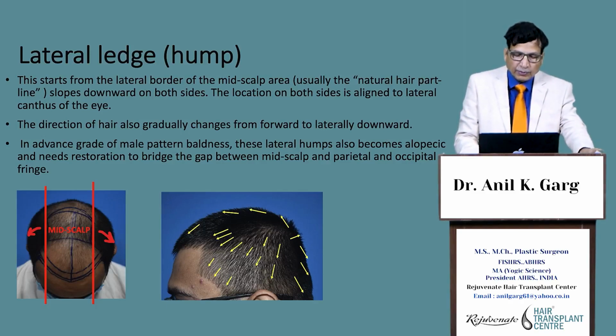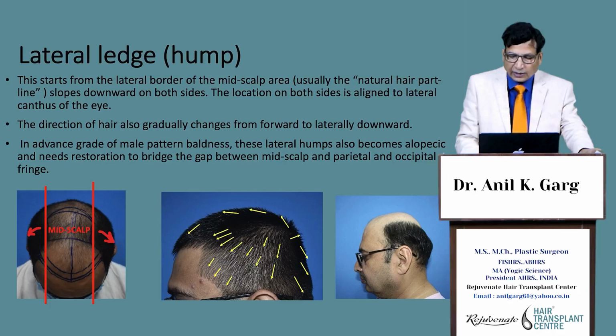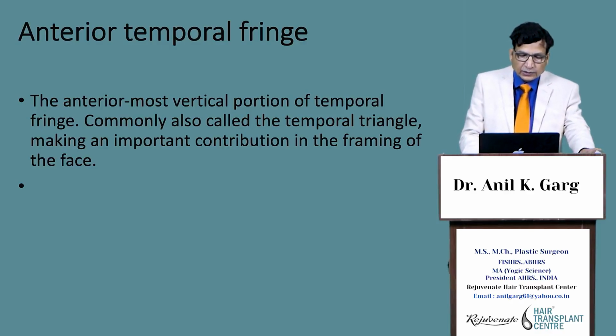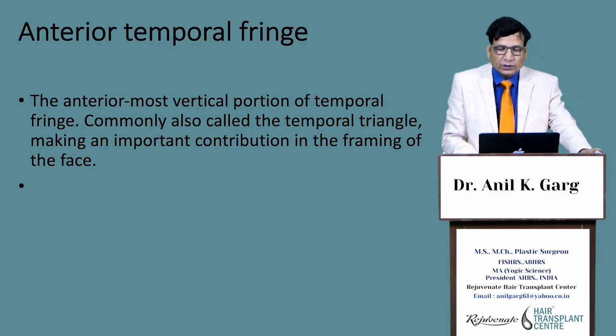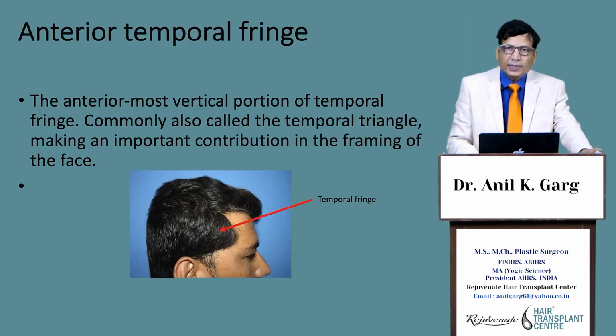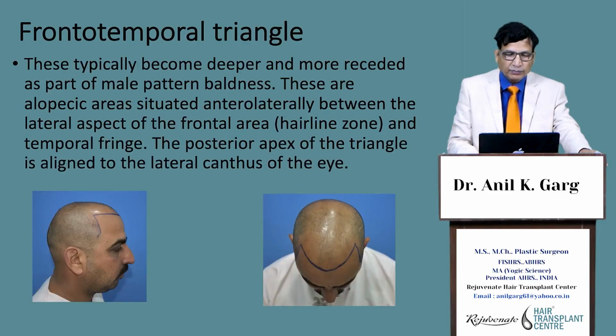In advanced grade of male pattern baldness, these lateral humps become alopecic and need restoration to bridge the gap between the mid scalp and the parietal and occipital fringe. This we need to reconstruct, which is necessary to place the anterior hairline. The anterior temporal fringe, the anterior-most vertical portion of the temporal fringe, commonly also called the temporal triangle, makes an important contribution in the framing of the face, meaning the horizontal framing of the face.